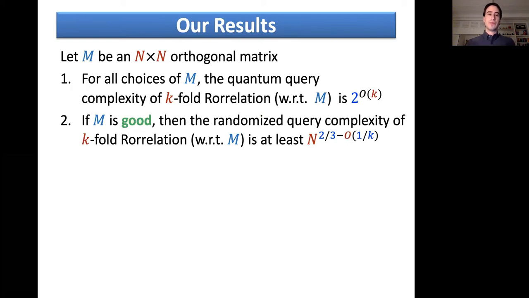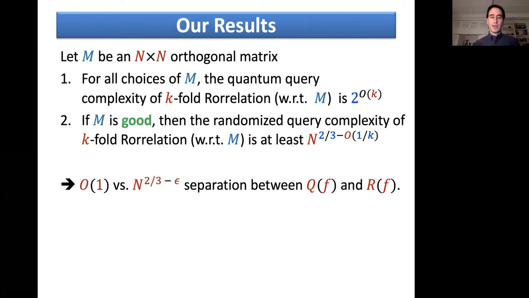We showed that if M is any n by n orthogonal matrix, then there exists a quantum query algorithm that solves a k-fold Forrelation or Rorrelation with respect to M with at most 2 to the order k many queries. Here we think of k as some constant, so 2 to the order k is still a constant that doesn't depend on n. On the other hand, we show that if the matrix is good, then any randomized query algorithm trying to solve this problem would require at least n to the 2/3 minus 1 over k queries.